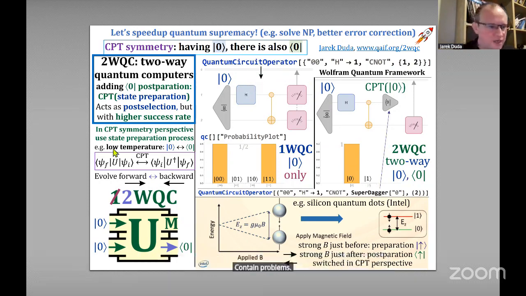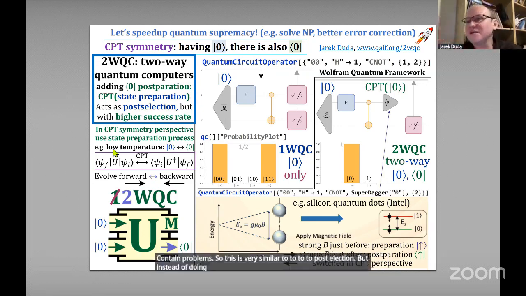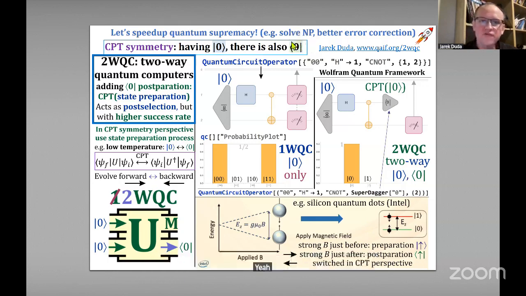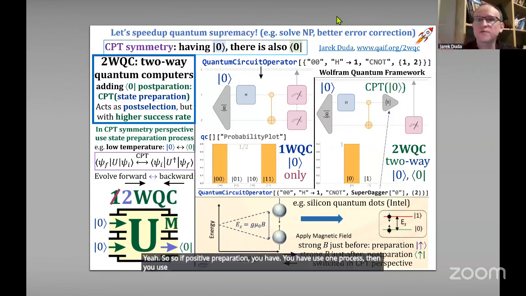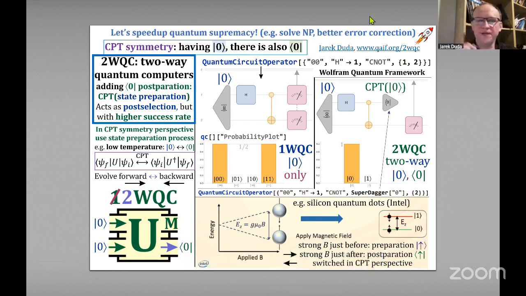So this is very similar to post-selection, but instead of doing it logically by discarding, you try to do it physically by enforcing the final state, by reversing the process you have used for state preparation. So if for state preparation you have used one process, then you use the reverse process to also enforce the final state. Like these pump-like computers.